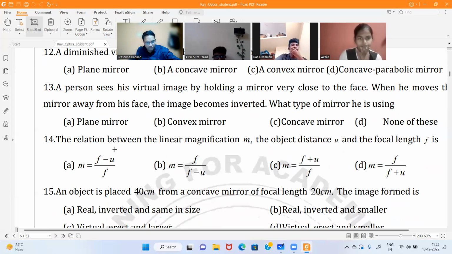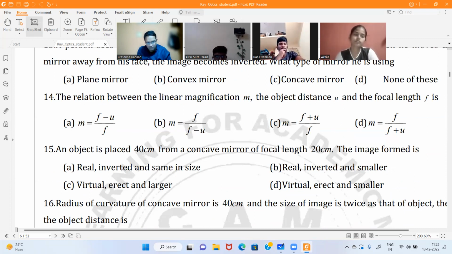Question 14: the relationship between linear magnification, object distance u, and focal length f is option B. So what is option B? f by f minus u. Already we derived it. Correct? Yes, sir. Okay.